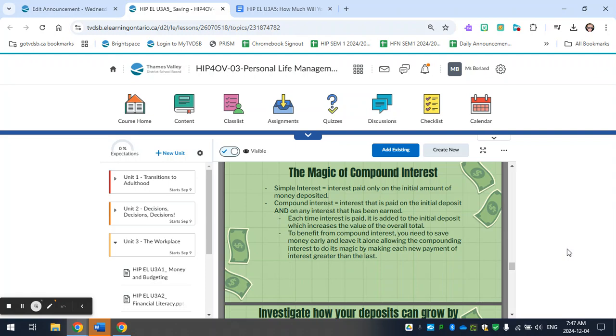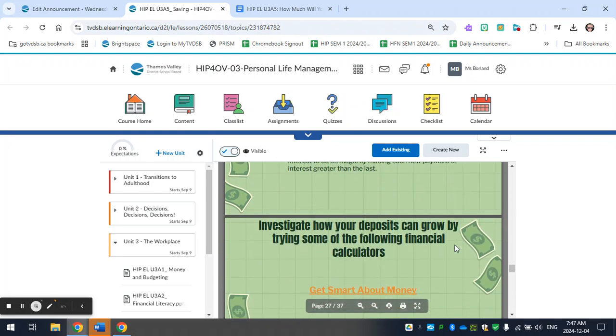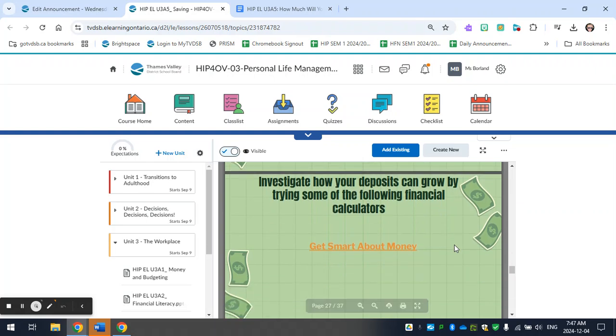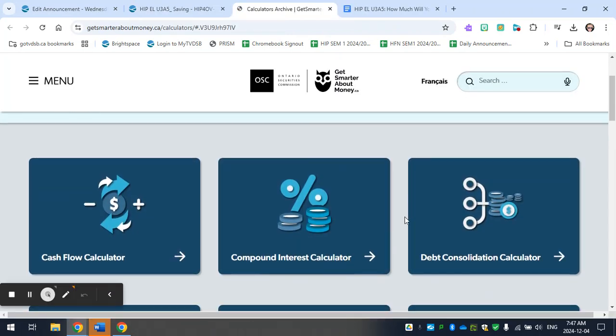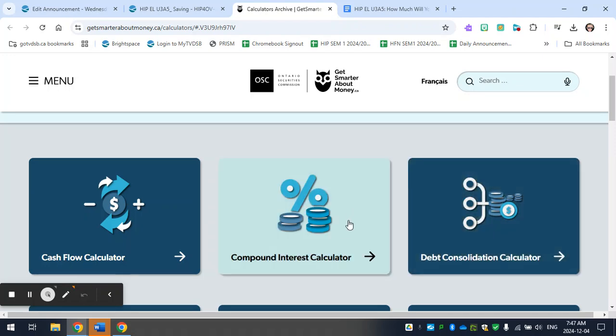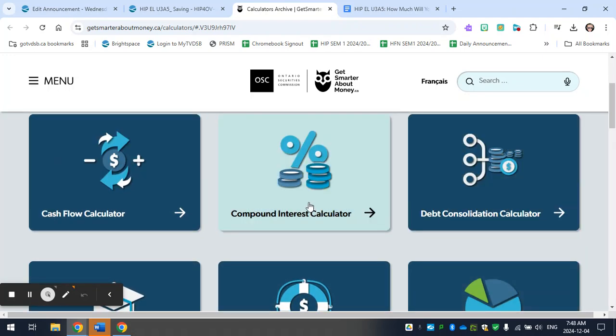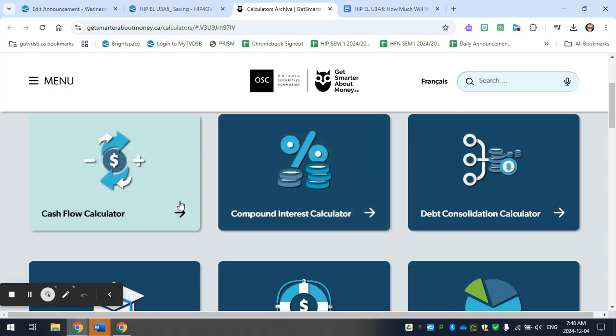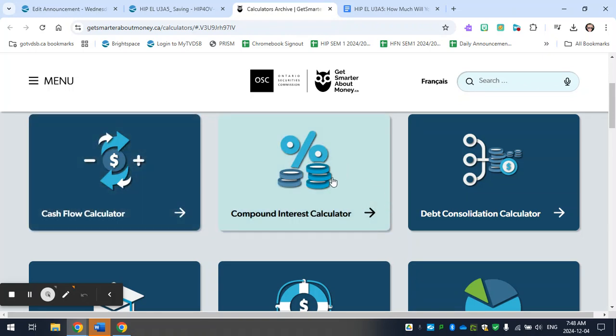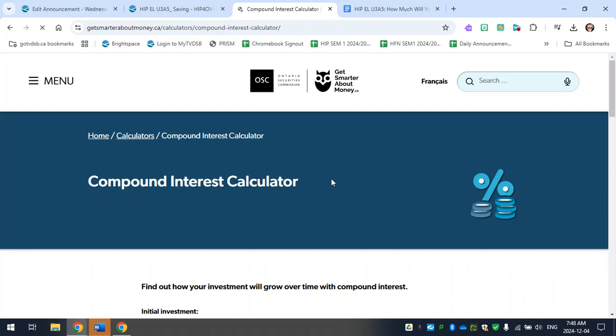Pretend like it doesn't exist, to allow that interest to do its magic by making each new payment of interest greater than the last. So you're going to investigate how your deposits can grow by trying some of the following financial calculators. If you click the link, it's going to take you to this really cool thing from the Ontario Securities Commission. You can try all these different fee calculators, compound interest calculators, and so forth. That will help you understand compound interest more.